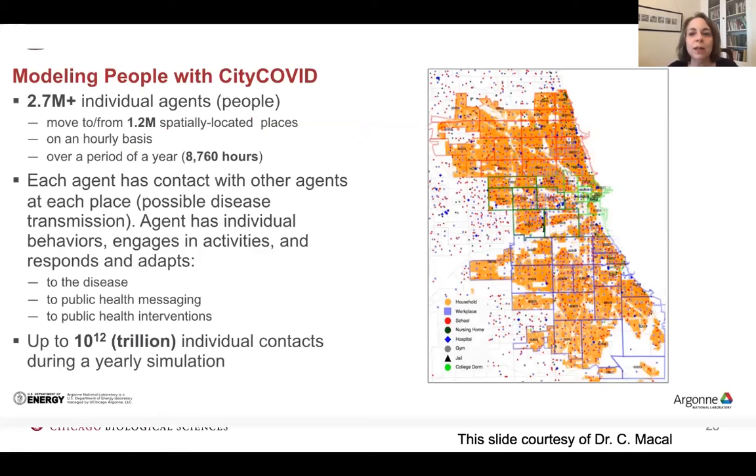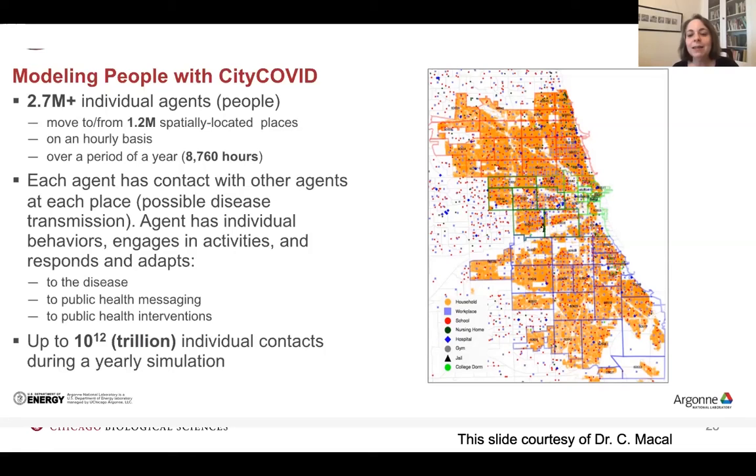Basically, the model has 2.7 million agents, the population of Chicago. They move among 1.2 million places, that's houses, schools, parks, stores, on an hourly basis. If you run it over a year, that's almost 9,000 hours. The agents have contacts with other agents, and they can also respond. You can test out interventions, public health messages, closing school, opening school, closing daycare centers, opening them, all that sort of stuff. In fact, there are up to a trillion individual contacts during a yearly simulation.